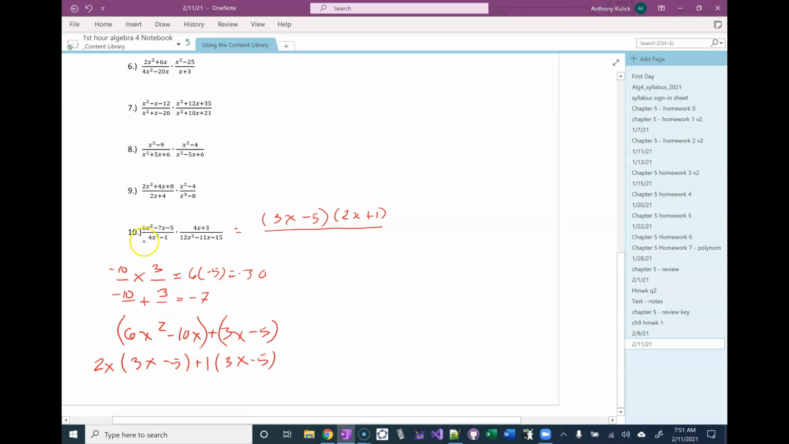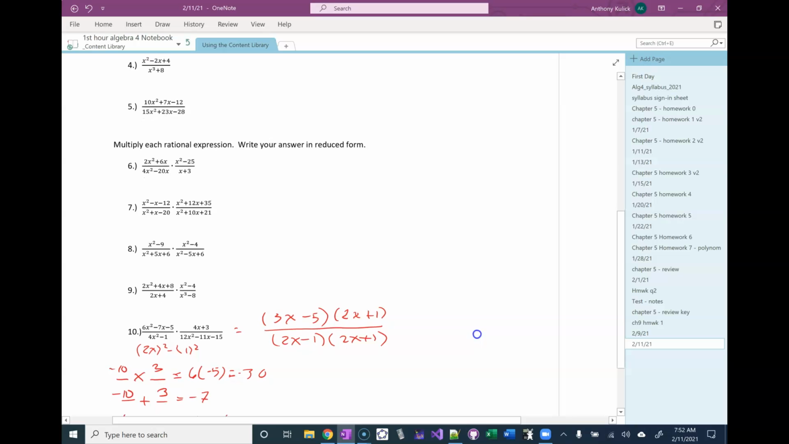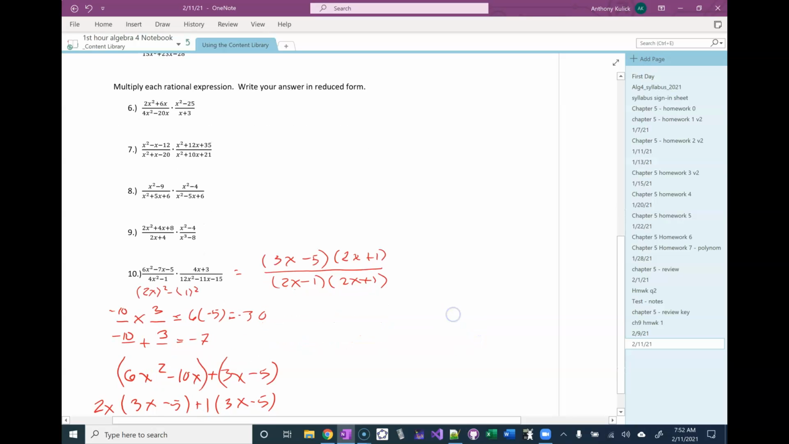4x squared minus 1 I recognize as a difference of two squares, right? That's just 2x squared minus 1 squared. So I can factor that to 2x minus 1 times 2x plus 1. And then 4x plus 3, I don't have anything to factor there, so I'll just recopy that one.